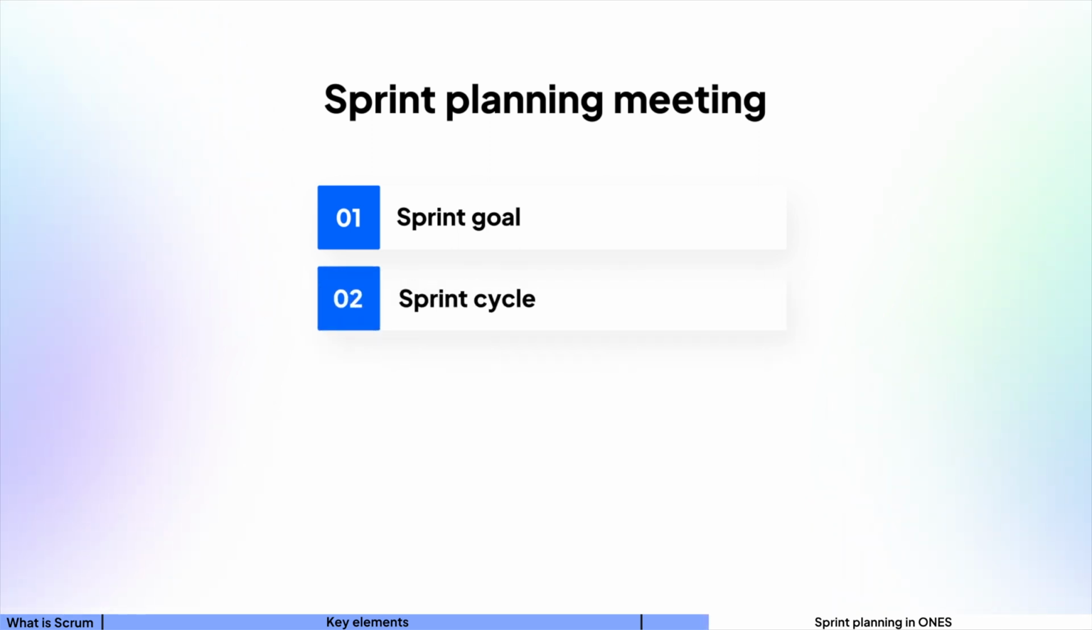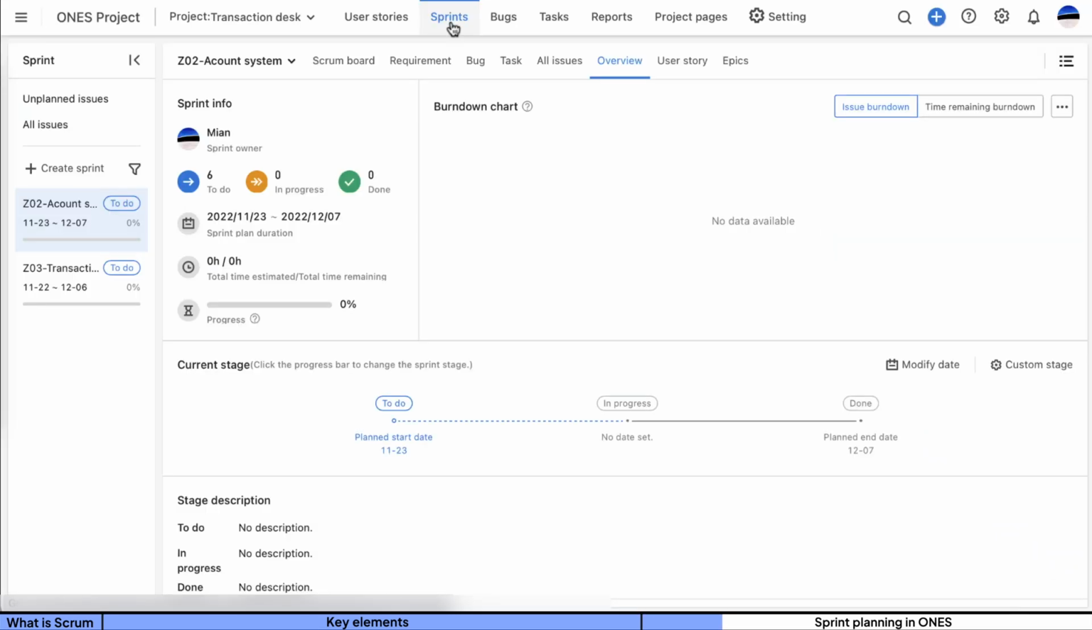Assuming that we are in a sprint planning meeting, the team should identify, number 1, sprint goal. For example, make more money, complete the top 3 priorities, develop a system good enough to be released, or add a basic backstage system support. Number 2, sprint cycle. This helps make sure that the team works in a steady pace and the time estimates are more accurate. The team can specify the 2 things when creating a sprint in ONES.